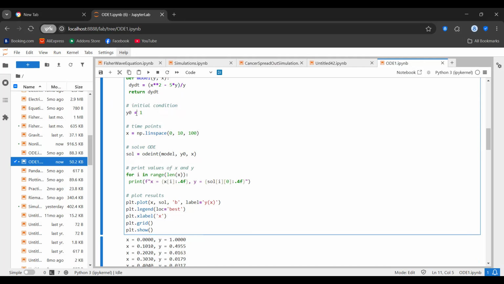So the first value of y here is equal to 1. The values of x are from 0 to 10. So we have here the 100. From 0 to 10, we have to divide that by 100. So that's our step size here, that is 0.1.